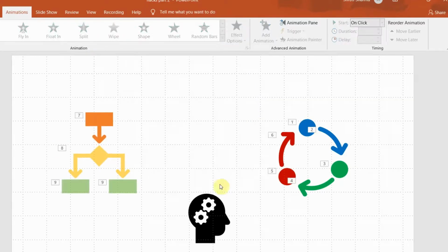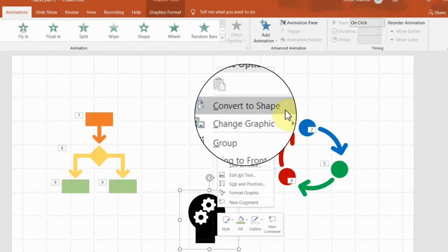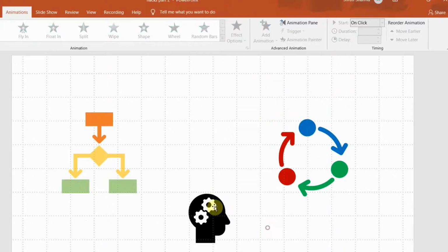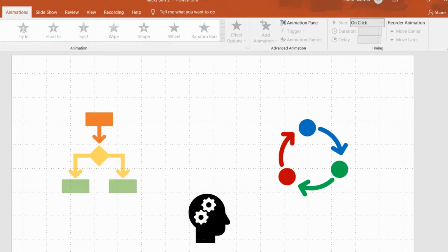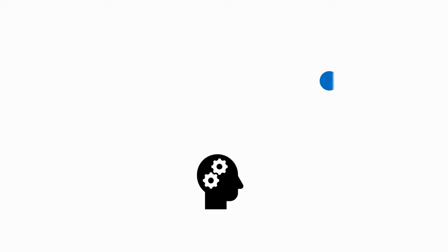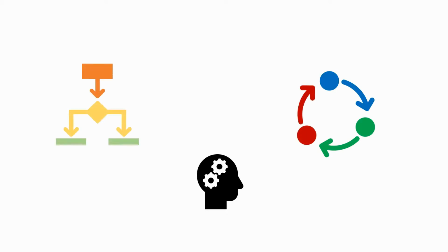Moving on to the last shape. Right click, convert to shape. So I'm not doing much because now we have understood the overall concept, but you can see how it has become a separate unit. Now let's see how it goes. 0.1, 0.2, 0.3, perfect. And I can do the same with my flowchart.